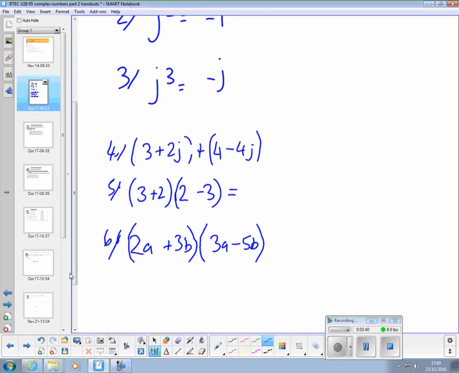So how do we add 2 complex numbers together? Real part, imaginary part, real part, imaginary part. You add the two parts separately, yes? So we get 3 plus 4 is 7. 2 plus minus 4 equals minus 2j. Is that the correct answer to that one?